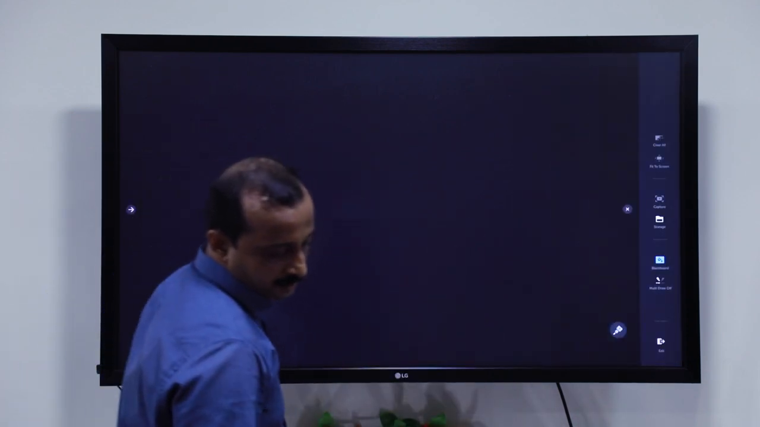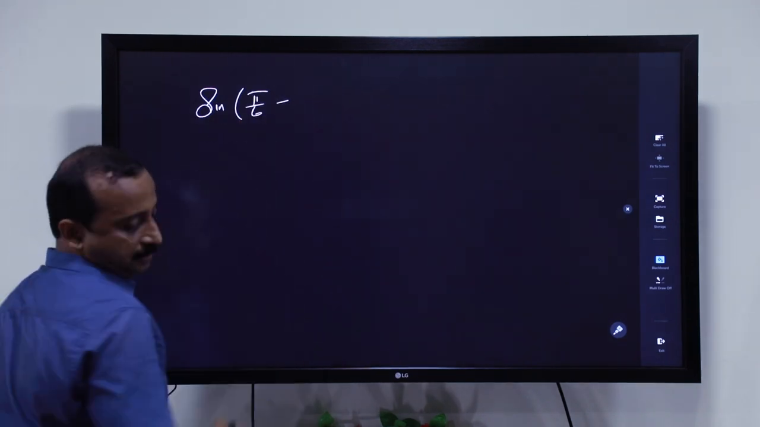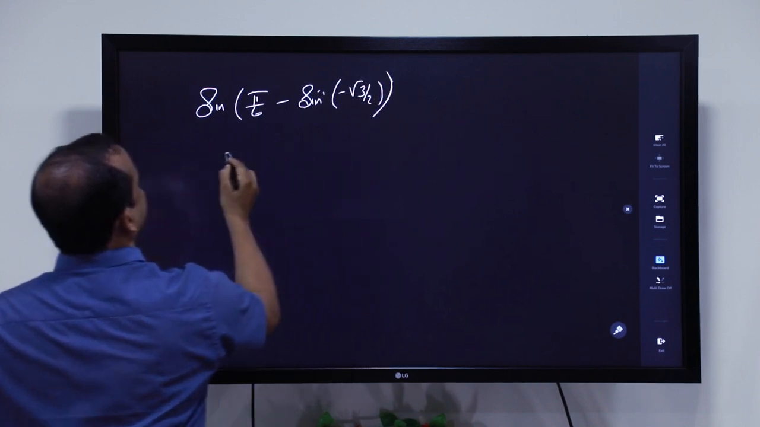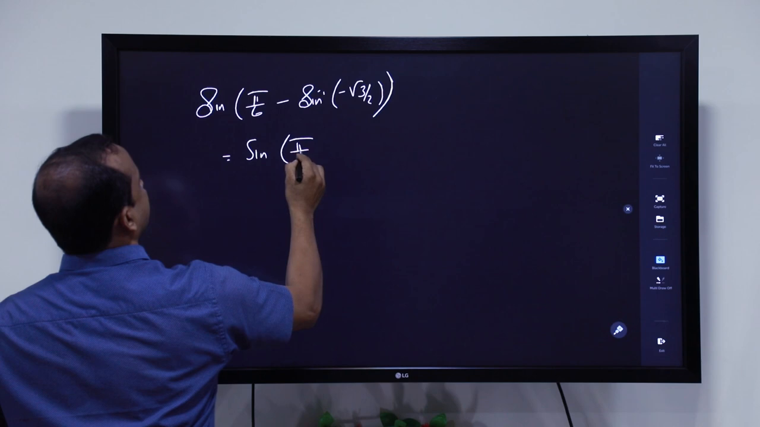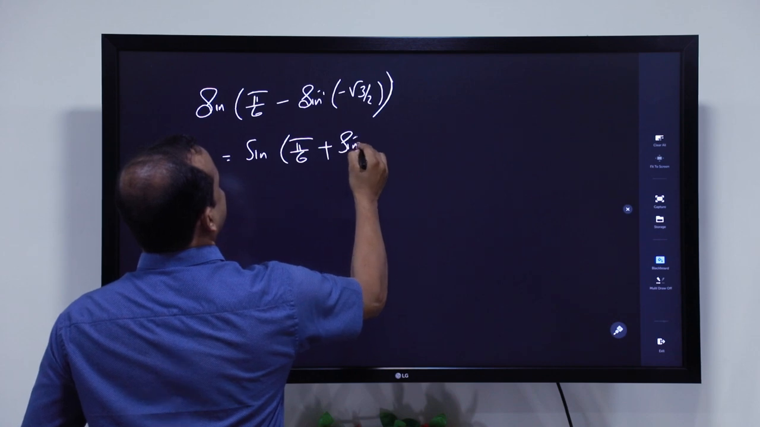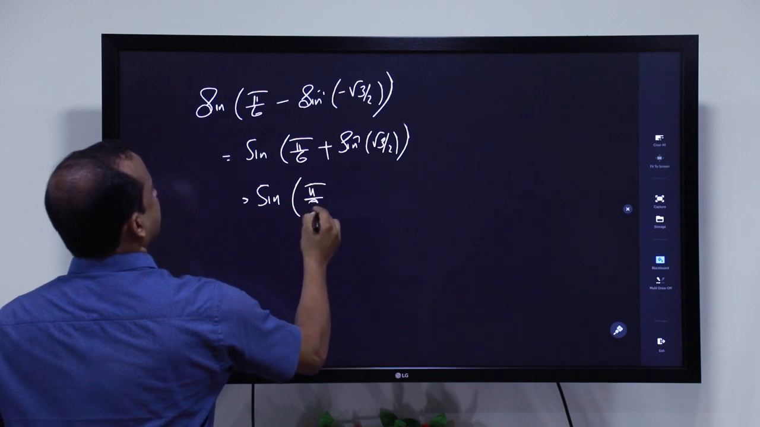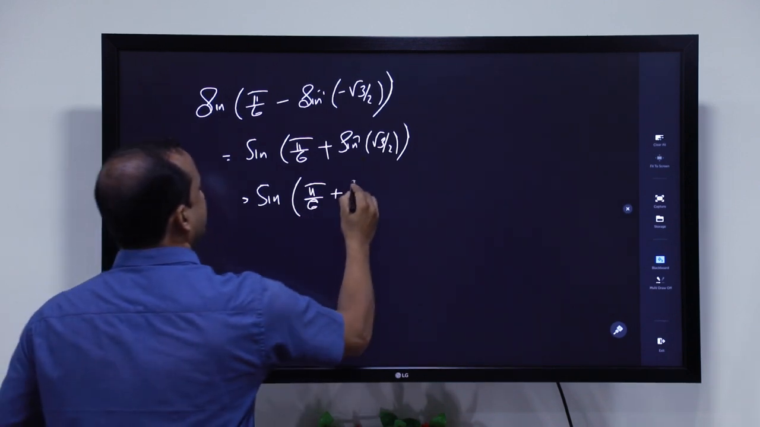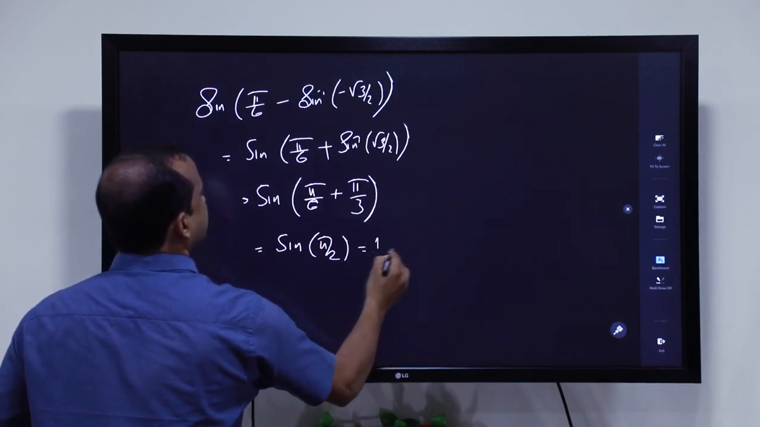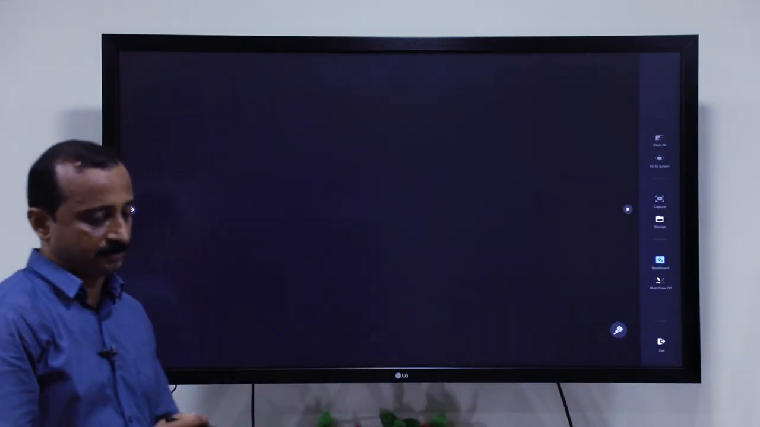Okay, I'll do one more question. Sin of pi by 6 minus sin inverse minus root 3 by 2 is equal to sin of pi by 6 plus sin inverse root 3 by 2, similar to the last type of question. Okay, this is pi by 6 plus, sin root 3 by 2 corresponds to 60, that is pi by 3. Pi by 3 plus pi by 6 is 90 degrees. And the answer is 1. Okay, this is similar to the last question. Okay, we'll do one more question similar to this type.